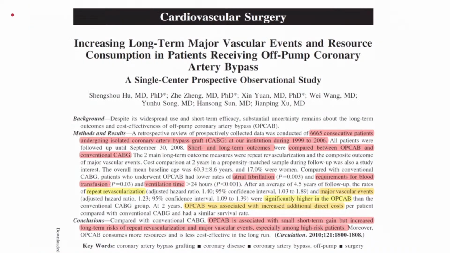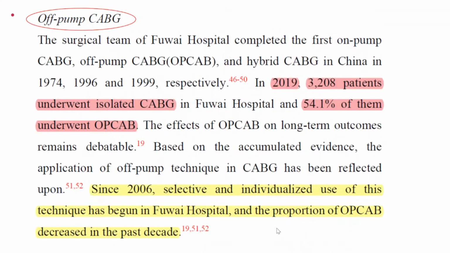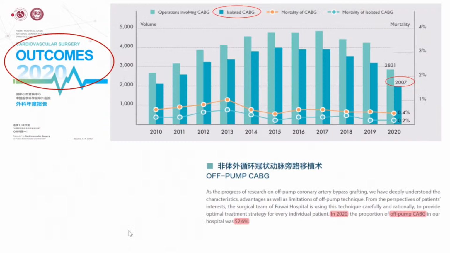Similarly, the retrospective analysis from Fuwai Hospital suggested that compared with conventional CABG, OPCABG is associated with more short-term gain, but increased long-term risk of repeat revascularization and MACE events. Therefore, since 2006, selective and individualized use of off-pump techniques has begun at Fuwai Hospital, and the proportion of off-pump coronary artery bypass decreased in the last decades.